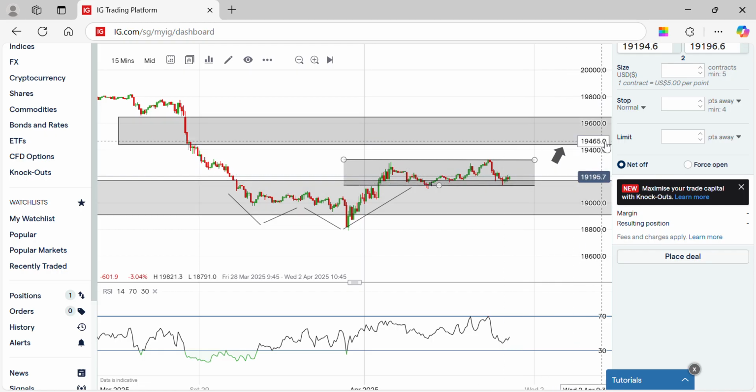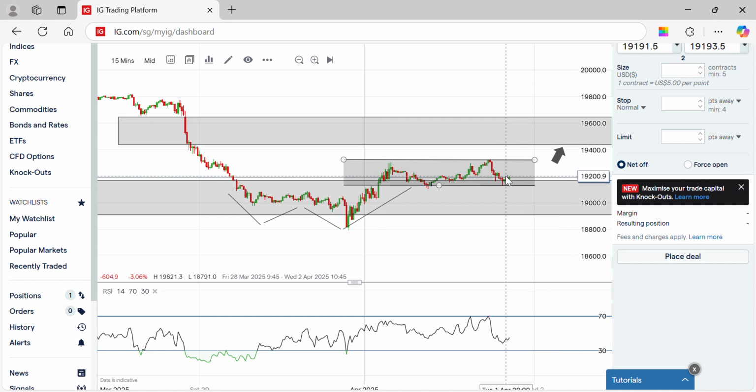Okay. So what do I do? What's my plan for today? As long as price doesn't break below this channel over here, right? I expect price to still go to this shaded area above here, which was my initial target area. So the trade plan today is pretty simple.